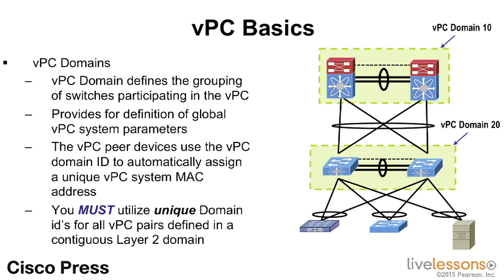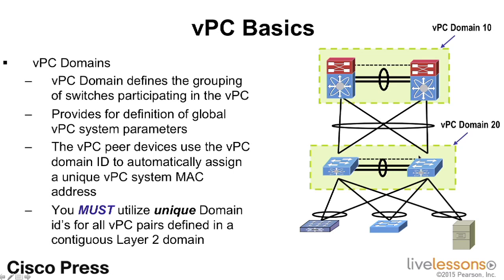As I mentioned earlier, a VPC domain is a pair of switches, right? Now, each VPC domain is configured and uses a unique number. So in this case, you can see up here at the top, we've defined VPC domain 10 between these switches and VPC domain 20 between these switches. Now, VPC uses the VPC domain ID to automatically assign a unique VPC system MAC address. So it's algorithmic and it's based on the number.